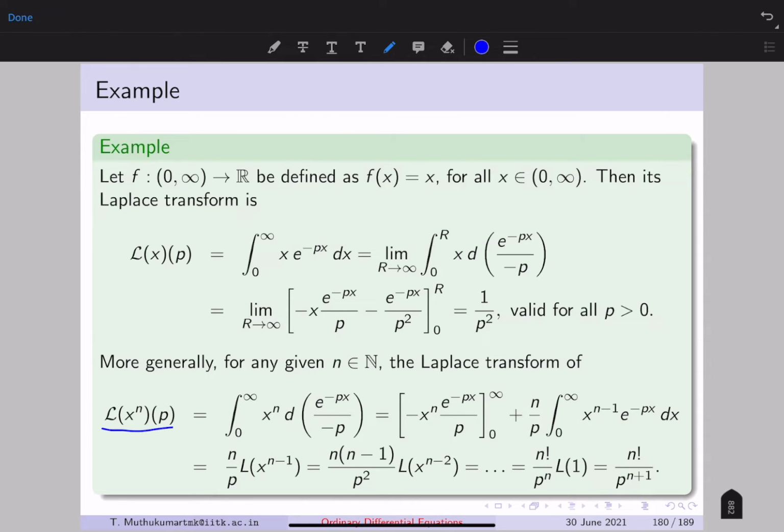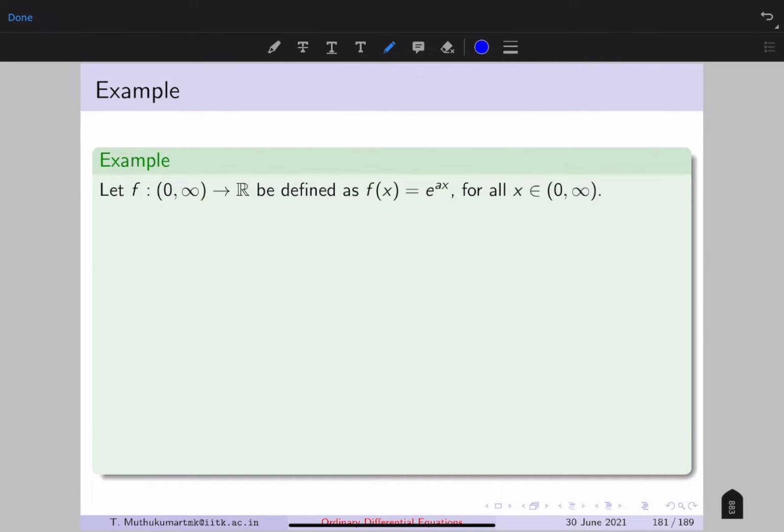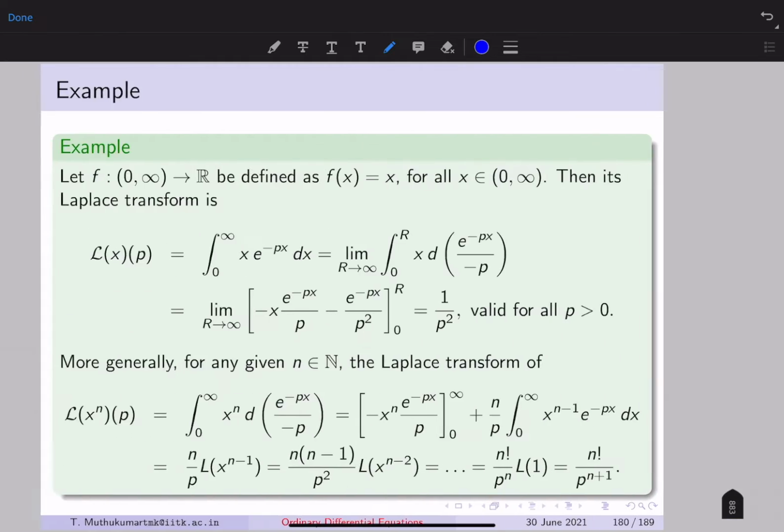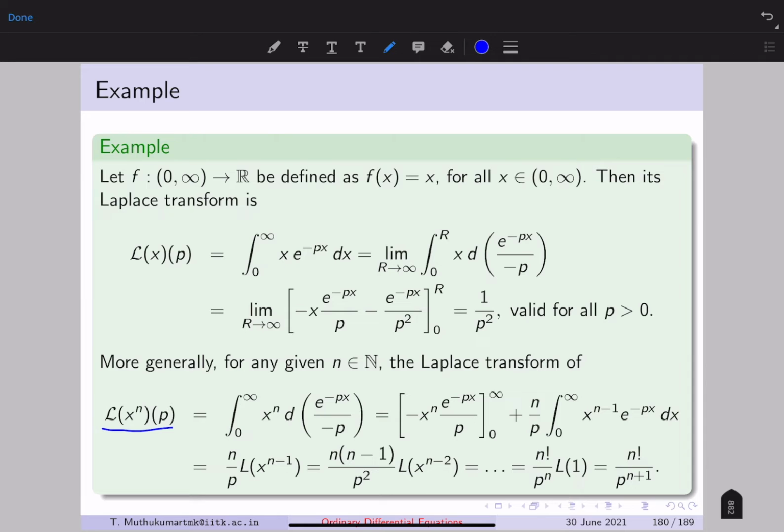Okay, so that's the Laplace transform of a polynomial. I mean x power n, a degree n polynomial. Okay, now let's look at another simple example, which is the exponential, e power ax. What is the Laplace transform of exponential of ax? So let's apply the definition. In all these previous cases also, if you notice, all these are valid for p positive. So you start with the domain positive and it was valid for p positive.